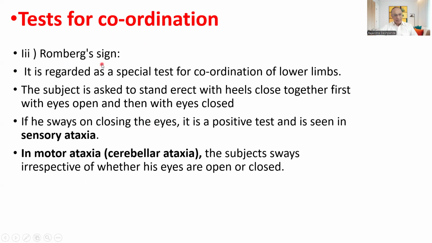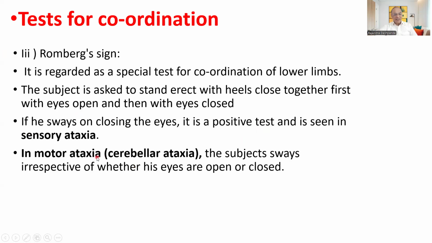Romberg's sign. It is regarded as the special test for coordination of lower limbs. The subject is asked to stand erect with the heels close together, first with the eyes open and then eyes closed. If the patient sways on closing the eyes, Romberg's sign is a positive test and is seen in the sensory ataxia, loss of balance.